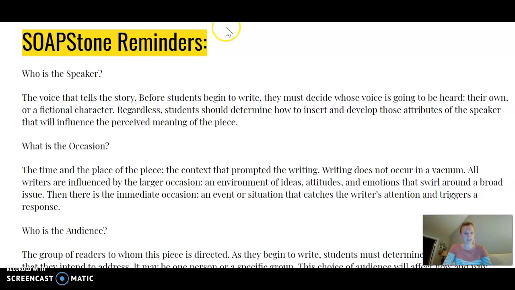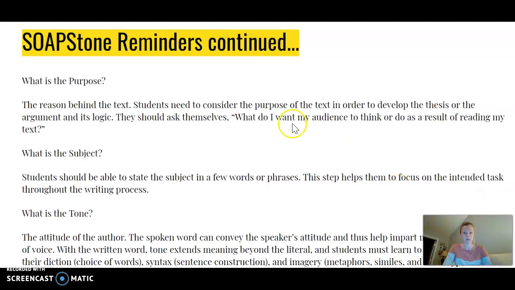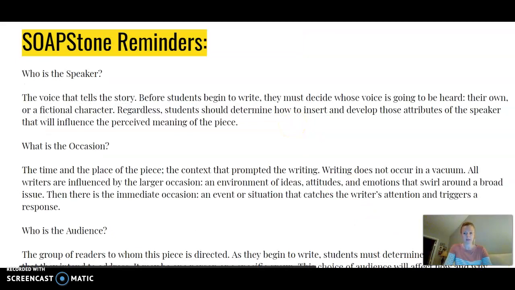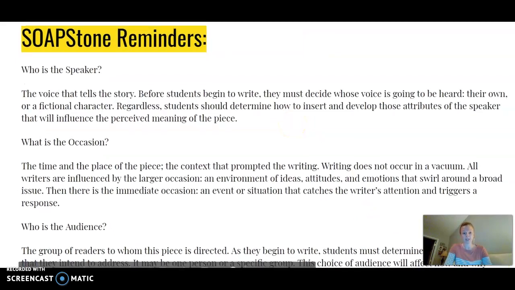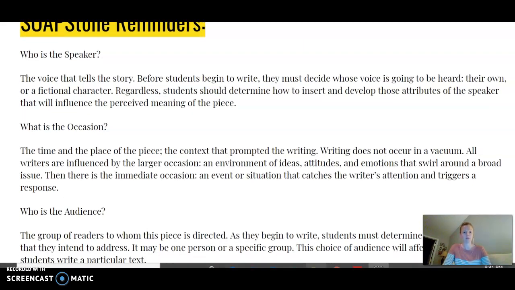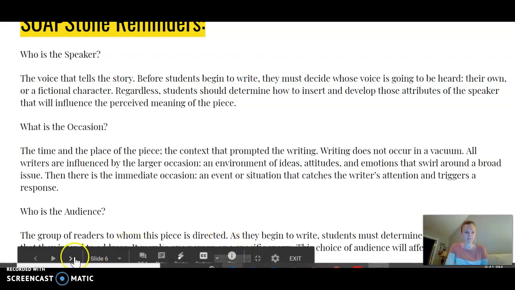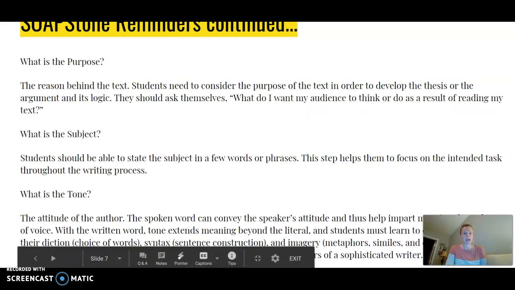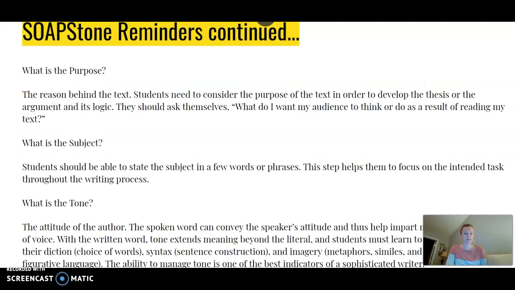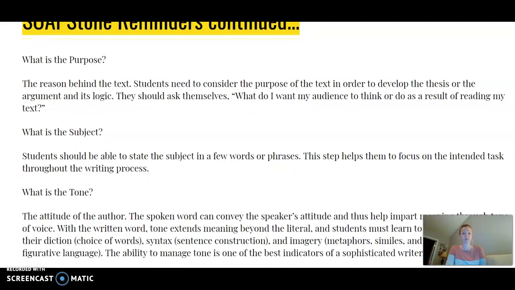Who is the audience? A group of readers who the piece is directed to. As they begin to write, you want to make sure that you're considering those people. I think audience is huge. I know you guys have heard me say that before, but who is this piece directed to? Because that becomes insanely important when you're trying to figure out a purpose. Then we have, what is the purpose, the reason behind the text? Consider the purpose of the text in order to develop the thesis or argument its logic. Ask yourselves, what do I want my audience to think or do as a result of reading this text?